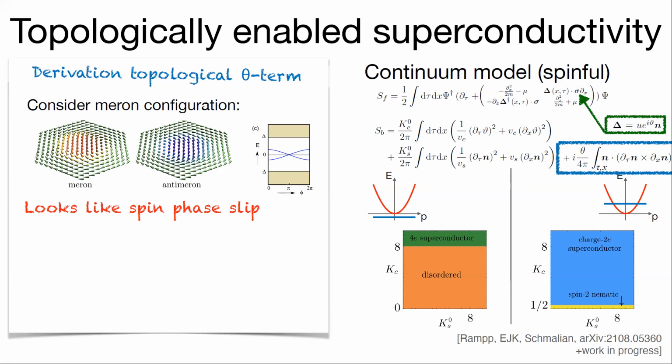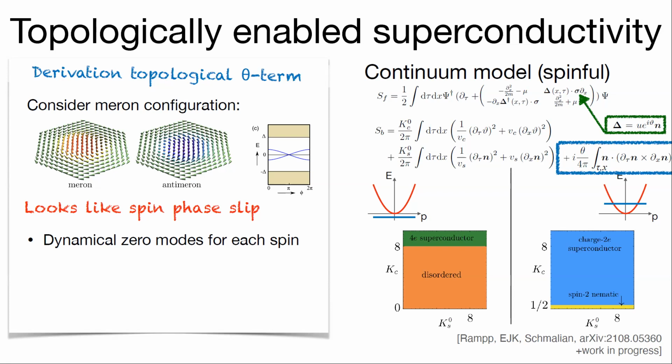And I explained before that there is this level crossing when you have a phase slip. And this level crossing, if you take it as a dynamical field configuration of the background bosonic field, leads to zero modes in the kernel of the fermions. So there are these dynamical zero modes for a given field configuration which has a vortex, and in particular for a meron and antimeron, it looks as if it was a vortex in spin space.